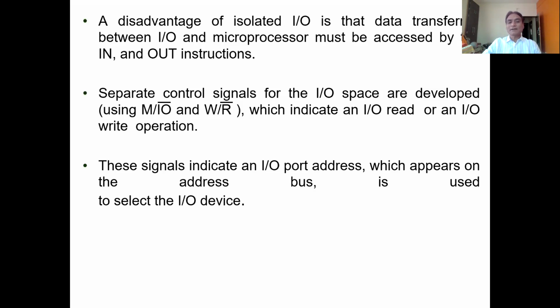Whatever signals we are talking about, they indicate IO port addresses which appear on the address bus. As far as IO addresses are concerned, those addresses are going to appear on the address bus, and then there are some control signals which we are going to use to enable the IC.